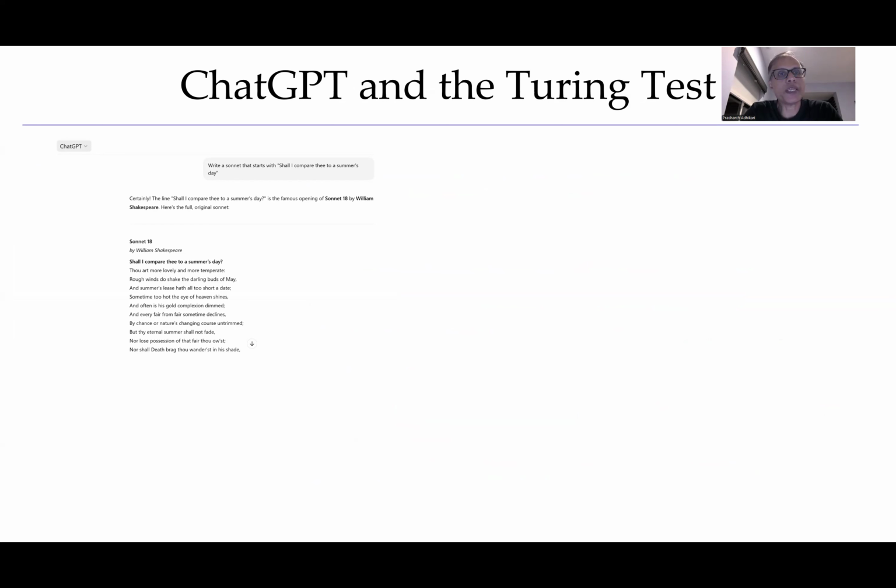And ChatGPT knew immediately what I was talking about. It knew that this was the opening of Sonnet 18 by William Shakespeare. And it literally regurgitated the sonnet. It actually printed out the whole sonnet for me. Well, that certainly proves that ChatGPT has a lot of knowledge, right? It has a deep reservoir of knowledge.